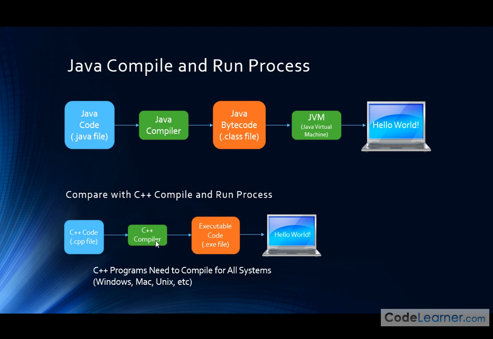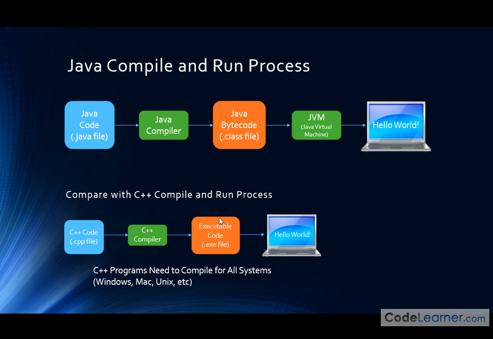You need to have a C++ compiler for Windows and compile it for a Windows exe. Then if you want to run it on Mac, you have to take the same file and compile it again using a Macintosh compiler, and then you can run it on Macintosh. And if you want to run it on Unix, some server somewhere, you have to compile the whole thing again using a different compiler for that Unix workstation, and you get another executable for that workstation.